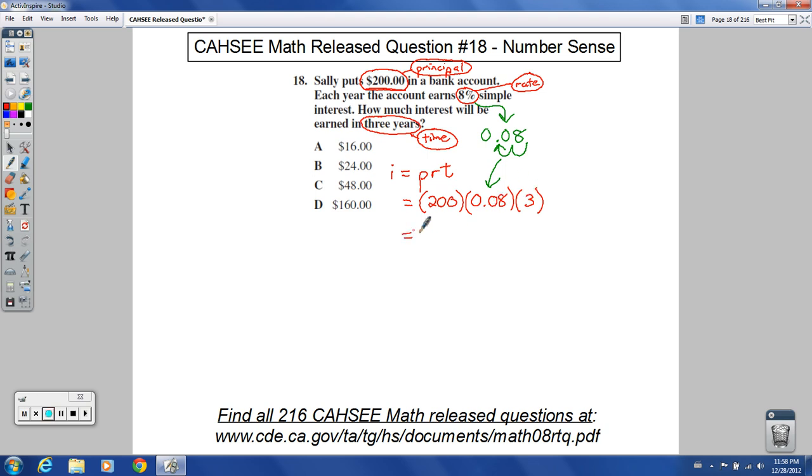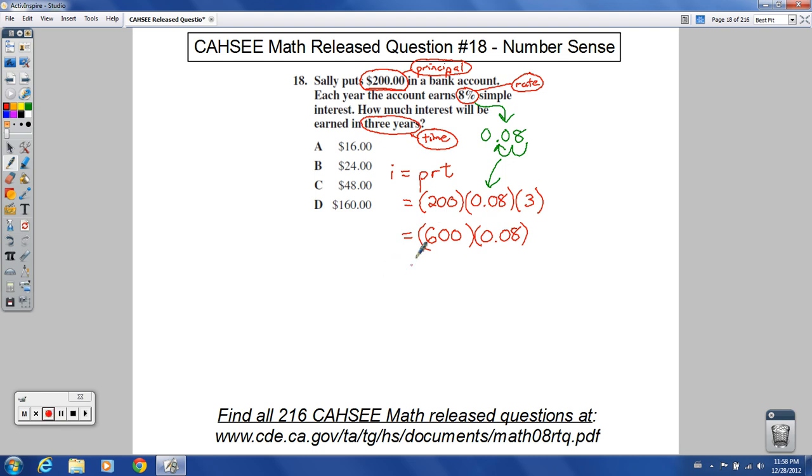The nice property about multiplication is that it doesn't really matter what order we multiply things in. If it's all multiplication, we could start with this. So 200 times 3 would be the same thing as 600. And so 600 now times 0.08, the same thing as 200 times 3 times 0.08.